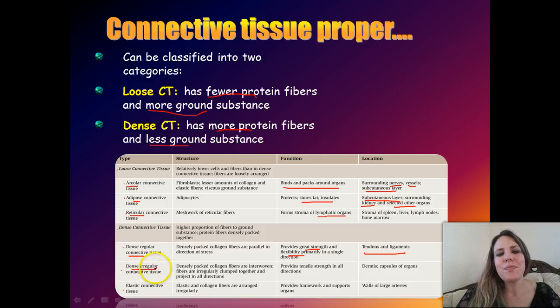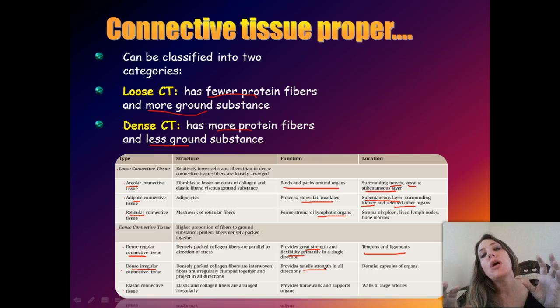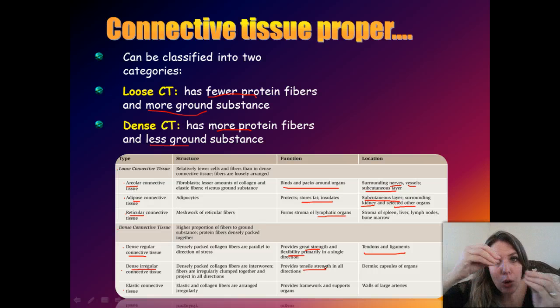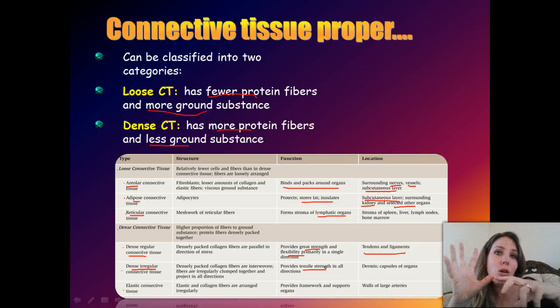Dense irregular, they're also densely packed, but they're all over the place. They don't follow that nice uniform pattern that you see in the dense regular. So this is also for tensile strength, but it can do it in multiple directions. Your tendons, which are dense regular, have that tensile strength, but it can only go in one direction. Dense irregular is for when you need that to go all over the place.